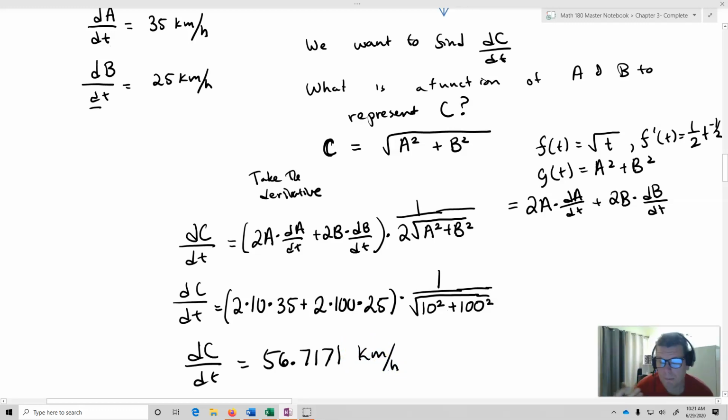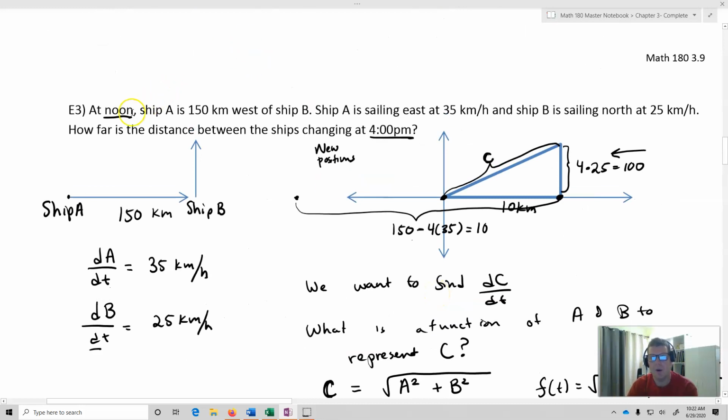All right. So this one, I mean, it's kind of involved, but basically if you just think to yourself, okay, I need to think through my problem and then fill in the blanks. Let's take a look at it. We're given that at noon, ship A is 150 kilometers west of ship B. Ship A is sailing east at 35 kilometers per hour. That's a rate. Ship B is sailing north at 25 kilometers an hour. That's another rate. How fast is the distance between the ships changing at 4 o'clock p.m.?